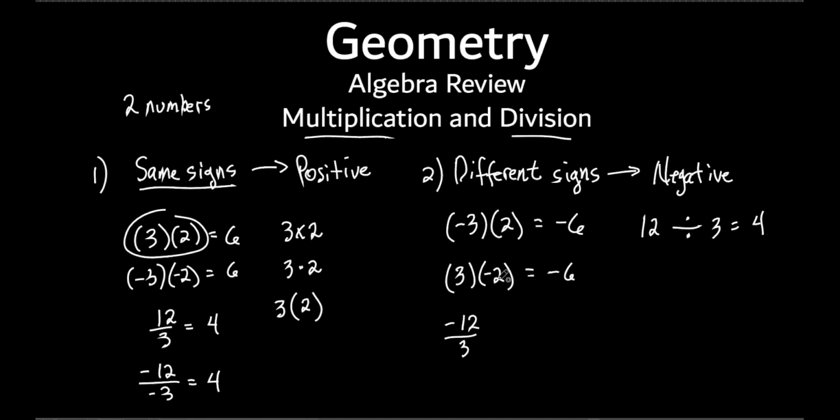Now these are different signs. So what is negative 12 divided by positive 3? It's negative 4 because they're different signs. Again, it doesn't matter which one's a bigger number. It's just the fact that they're different signs, okay? Same thing here. This negative 12, the division symbol, and the 3 means the same exact thing as this.